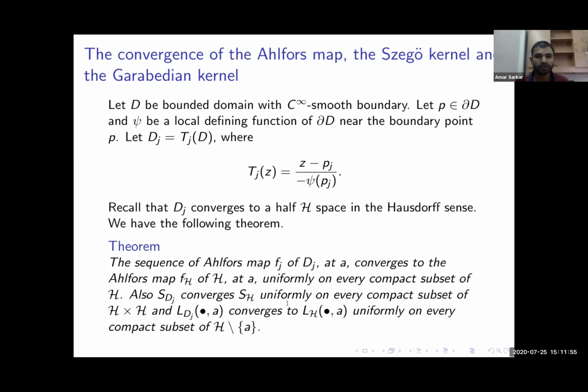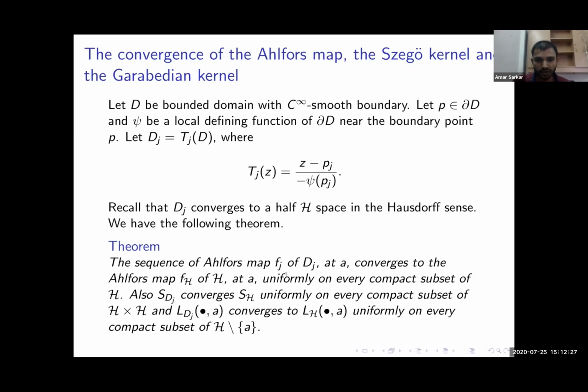Now let's come to the first theorem of this talk. We're going to prove this theorem in the following setup, where D is a bounded domain with a smooth boundary, and we take P a boundary point, psi a local defining function as before, and we also define the collection of scaling maps Tj with the same formula we did before. And as we know, this Dj converges to the half space in the Hausdorff sense. So in this setup, we have the following theorem.